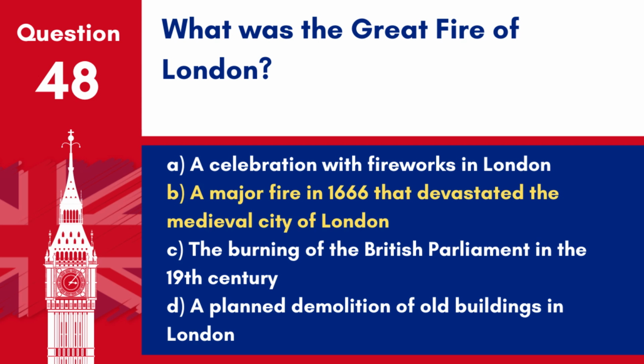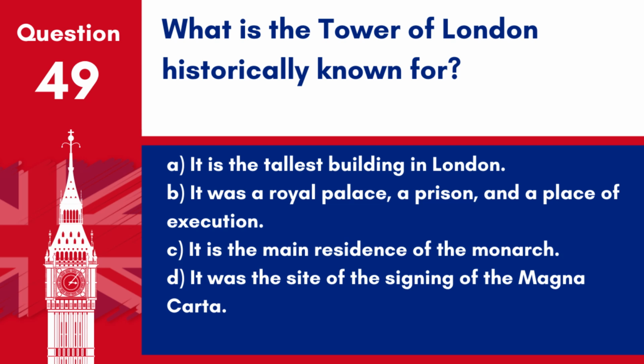Answer. B. A major fire in 1666 that devastated the medieval city of London. The Great Fire of London swept through the central parts of the city, destroying a large number of the residential and government buildings.